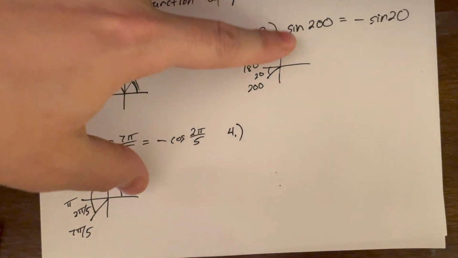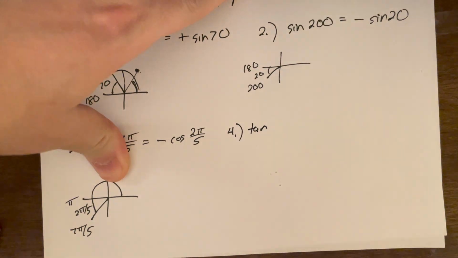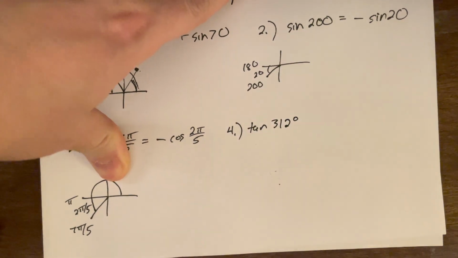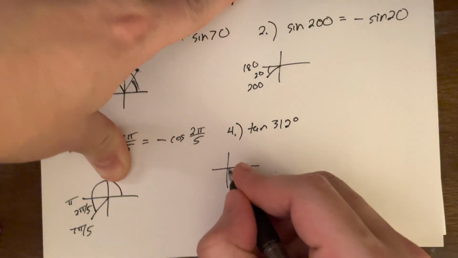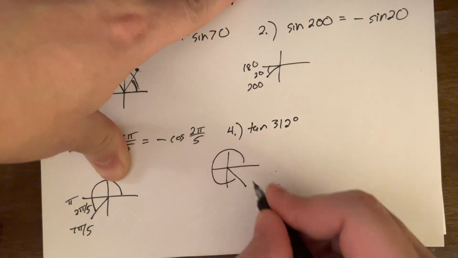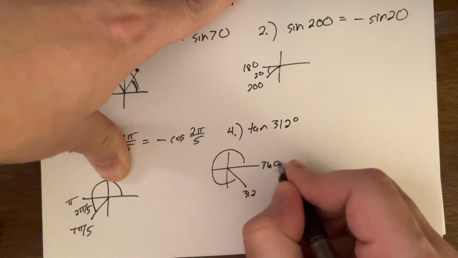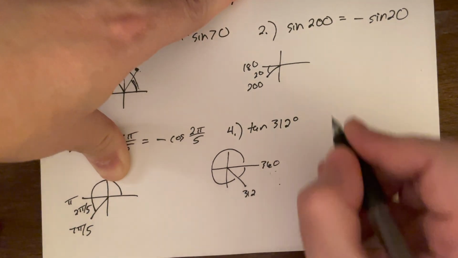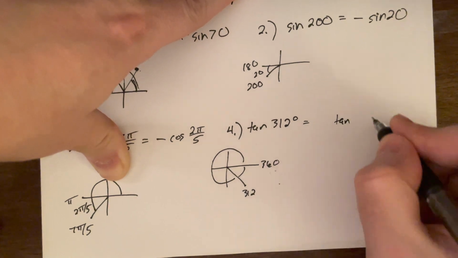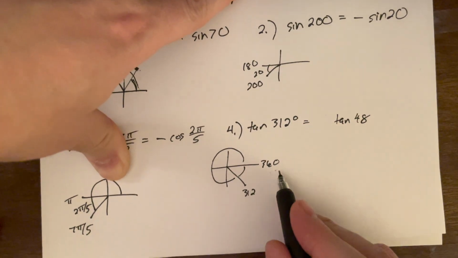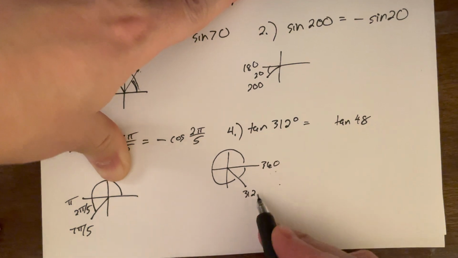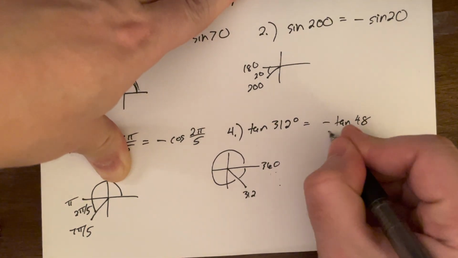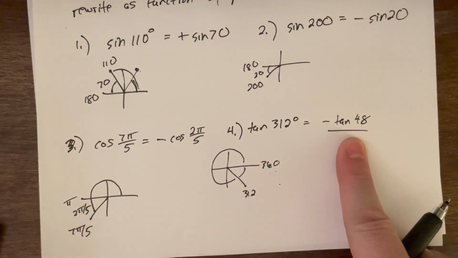Number 4, let's take a look at tangent of 312 degrees. 312 is in the fourth quadrant. My reference angle is what it takes to get back to 360. So 360 minus 312, sorry about that. That'll give me 48. And the fact that I'm in the fourth quadrant, I know tangent is negative.